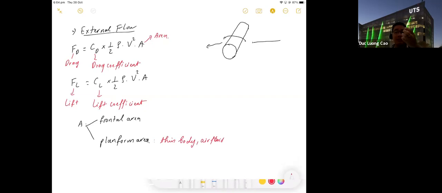So if you remember what you did in Lab 2, in part 2 you have 5 objects: circle, square, diamond, and raindrop facing forward and backward. The frontal area will be used for the circle, the square, and the diamond, and the planform area will be used for the raindrop.